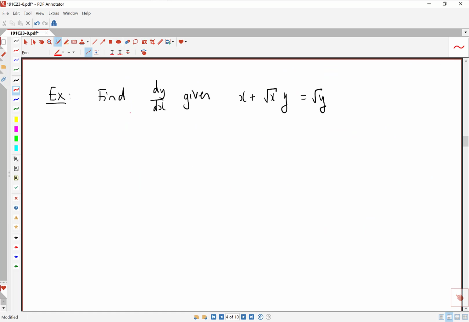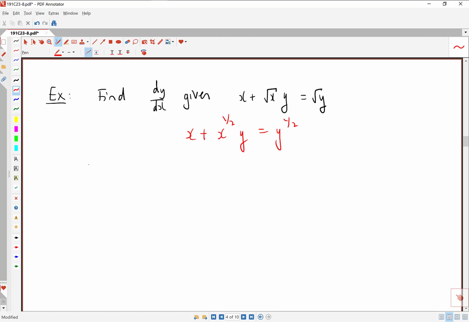So third big example here, we're going to find dy by dx given x plus root x times y equals root y. One thing we might want to do, because we know there are going to be derivatives coming up, you may prefer to write the root x as x to the 1/2 and the root y as y to the 1/2. That's up to you, whether you think that's going to make your life easier.